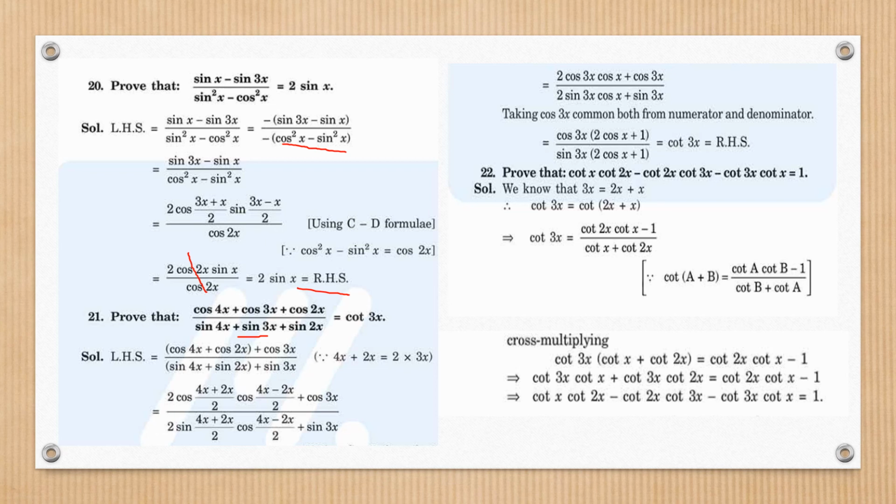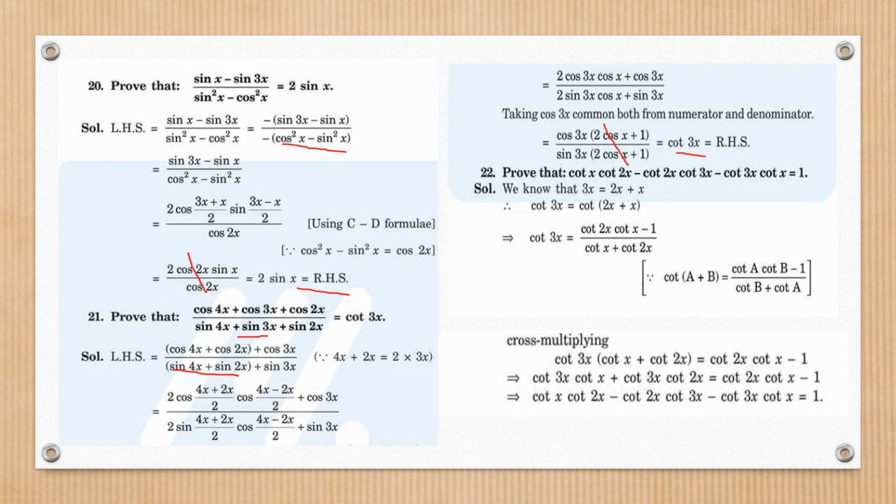Apply the formula for cos C plus cos D, which is 2 cos (A plus B)/2 cos (A minus B)/2, and sin C plus sin D, which is 2 sin (A plus B)/2 cos (A minus B)/2. So this becomes 2 cos 3x cos x plus cos 3x in the numerator, and 2 sin 3x cos x plus sin 3x in the denominator. Take what you can take common. You can take cos 3x common from the numerator and sin 3x common from the denominator, so you get cos 3x (2 cos x plus 1) and sin 3x (2 cos x plus 1). So this gets cancelled and we get cot 3x as the answer.